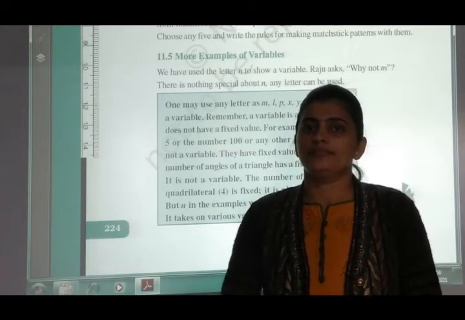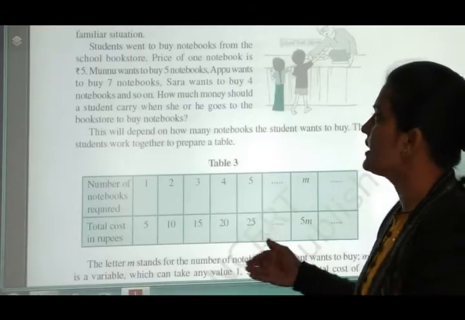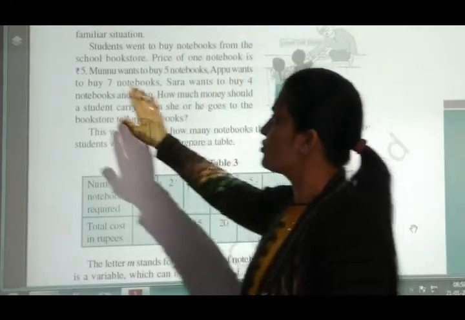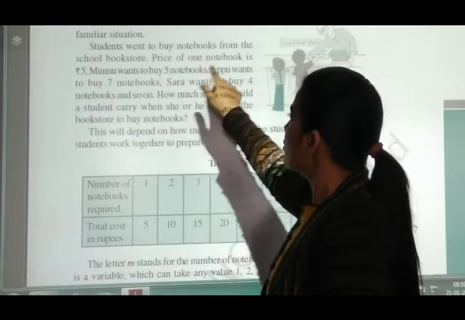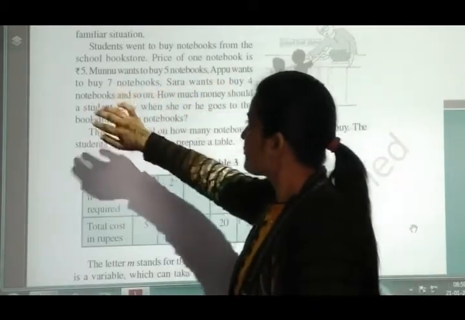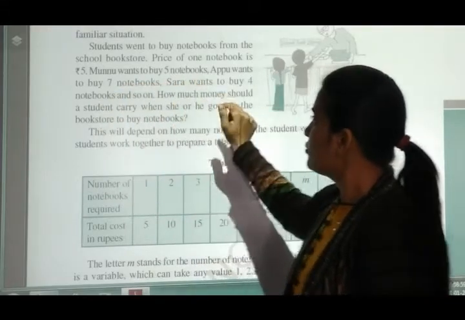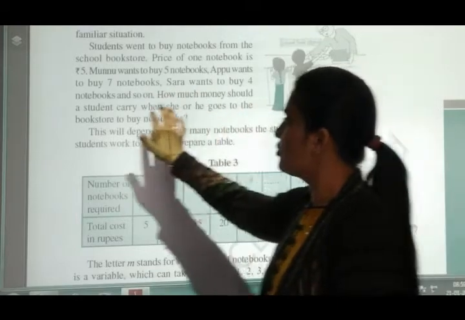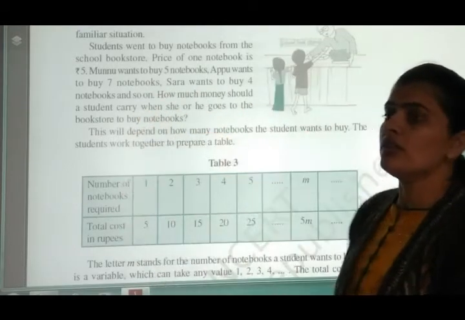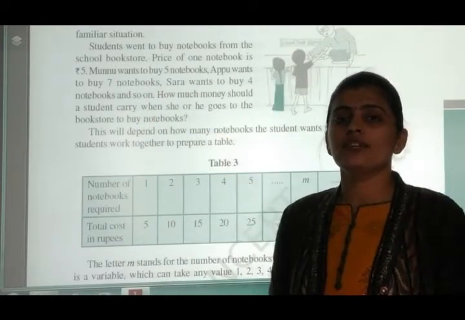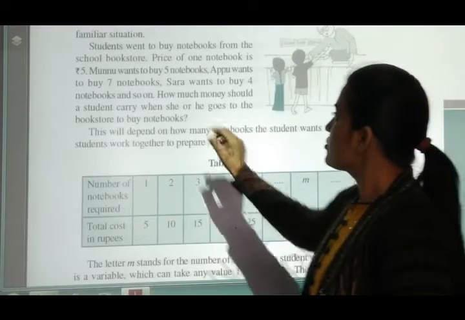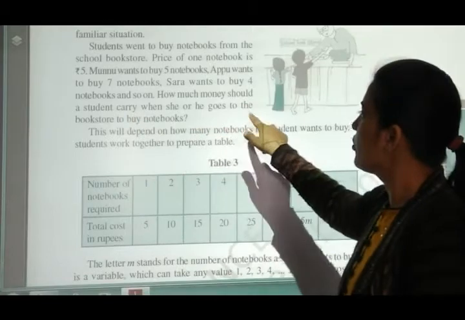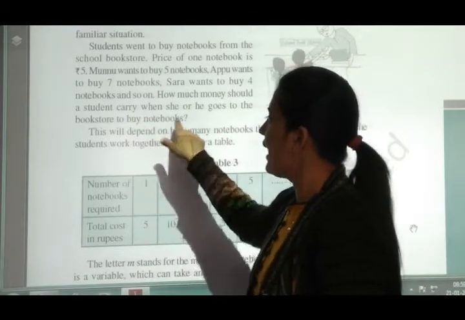See a practical example: students want to buy notebooks from the school bookstore. The price of one notebook is ₹5. And Monu wants to buy 5 notebooks, Appu wants to buy 7 notebooks, and Sarah wants to buy 4 notebooks, and so on. All different students want to buy a different number of notebooks. So how much money should a student carry when she or he goes to the bookstore to buy notebooks?